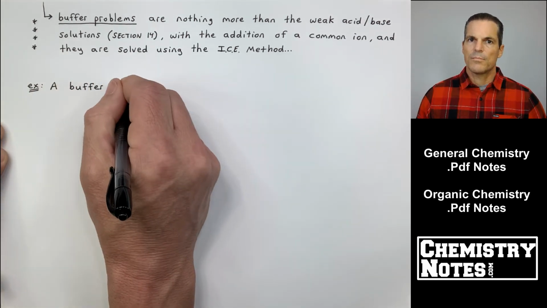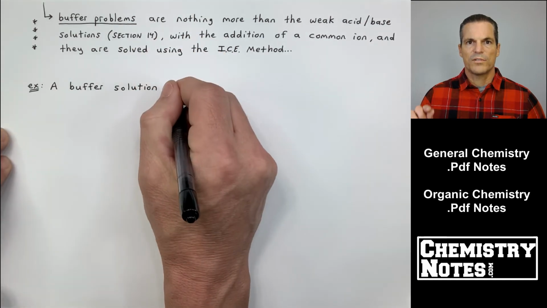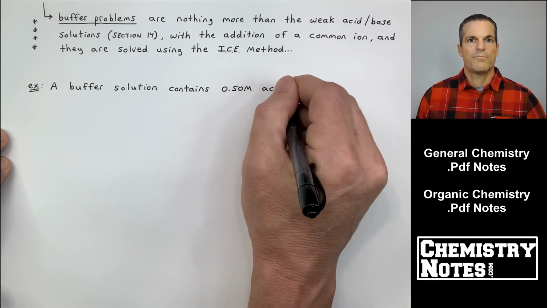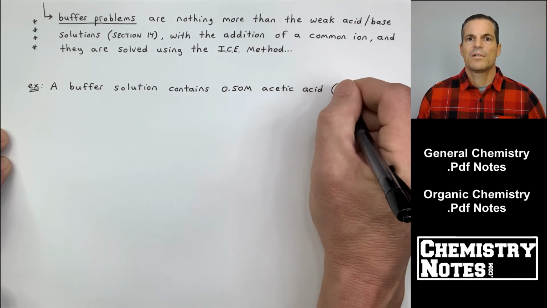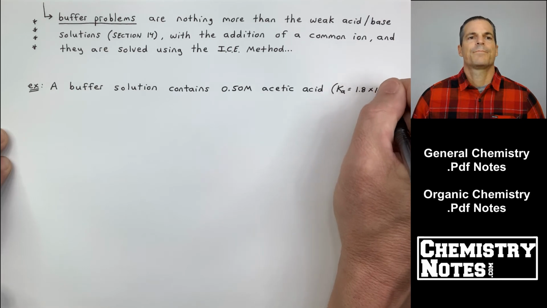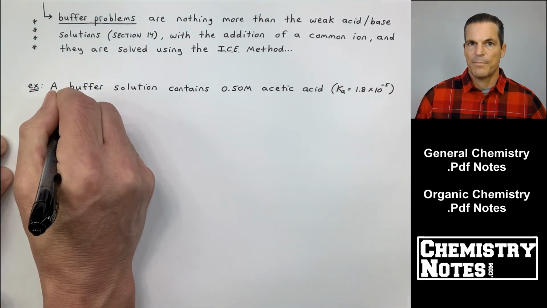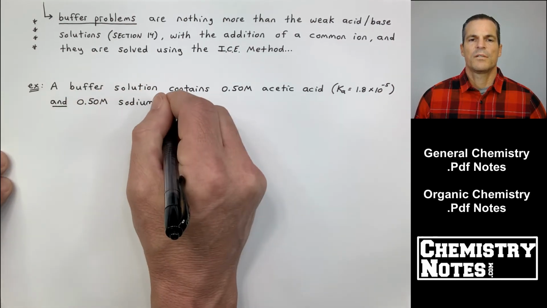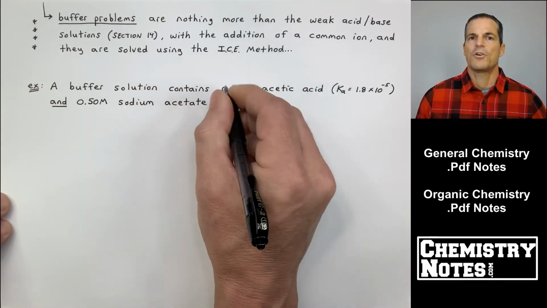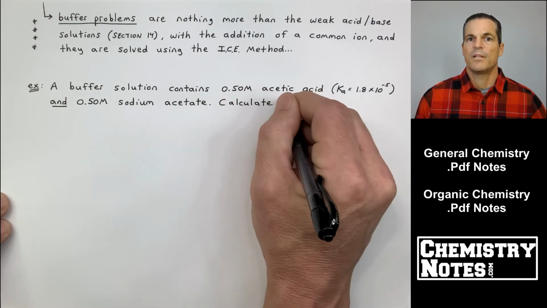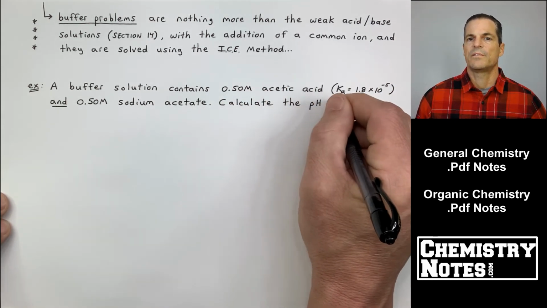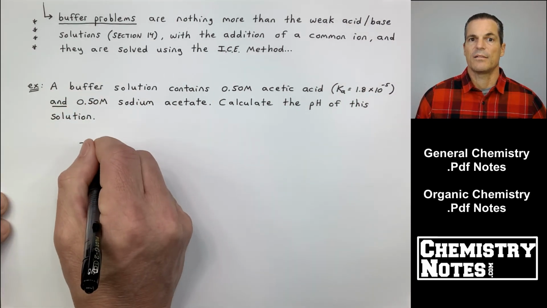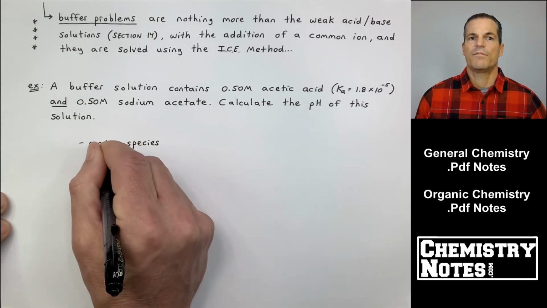And that last problem I did, where the common ion was 1.0 molar of F minus initially, the top right of my initial row in the ICE table, that's really the only difference here. Okay, so let's do a last example for this video. It says a buffer solution contains 0.50 molar acetic acid, and they've given us a Ka of 1.8 times 10 to the minus 5, and 0.50 molar sodium acetate. Calculate the pH of this solution.